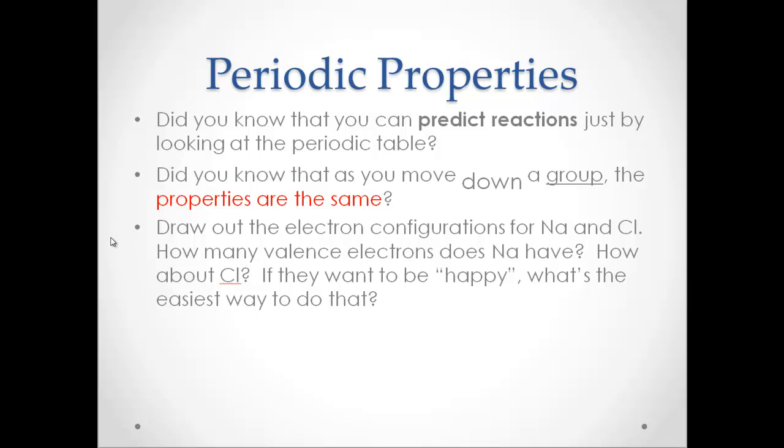Okay, and just to give you a quick refresher, go ahead and draw out the electron configuration for sodium and chlorine. Note, how many valence electrons does sodium have? Okay, how about chlorine? How many valence electrons does chlorine have? And if they want to be happy, i.e., I want to give them a full octet of 8 valence electrons, what's the easiest way to do that?